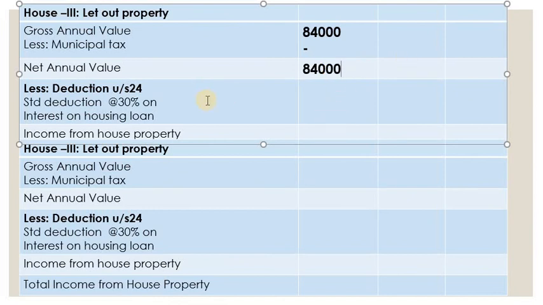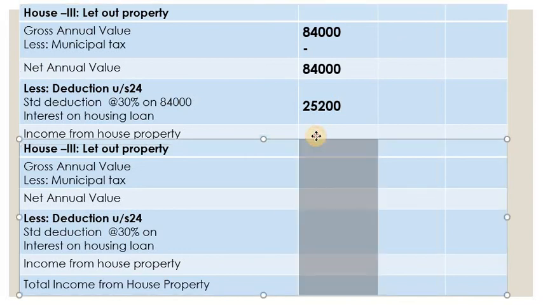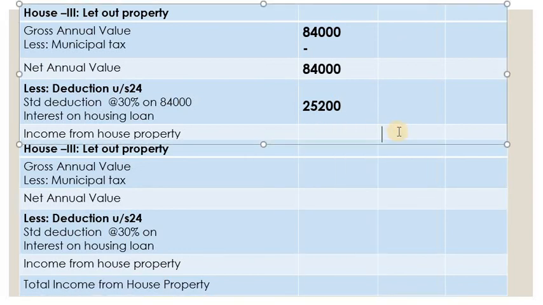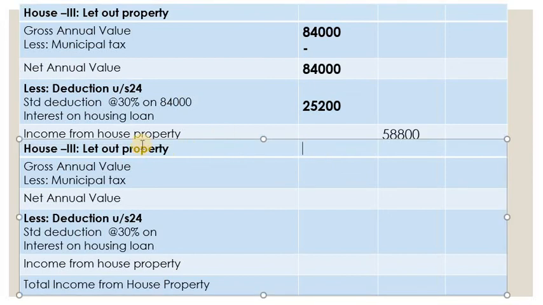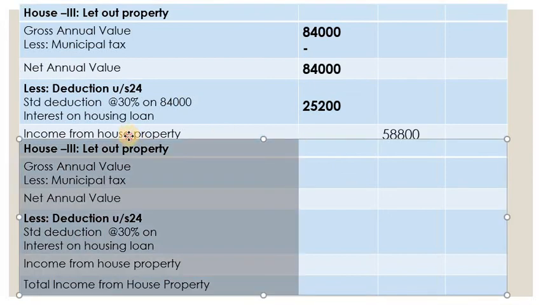Then deduction of 30% on 84,000. How much is the deduction? It is 25,200. Then if there is any interest on loan, there is no interest on loan, so deduct the amount from 84,000 and write it down here. So it is 58,800. This is the income from let out property.